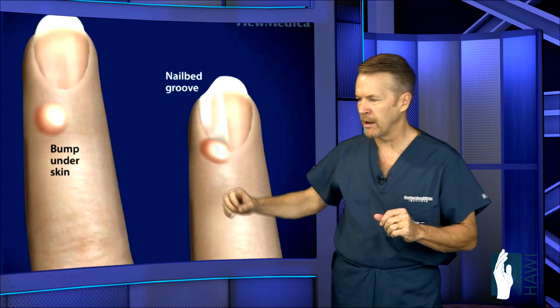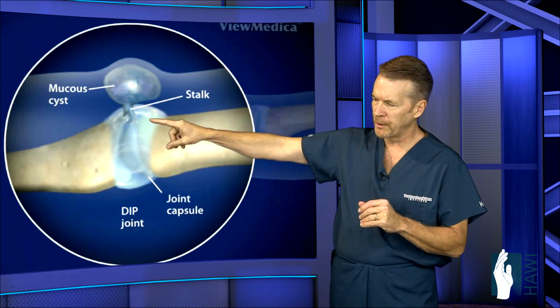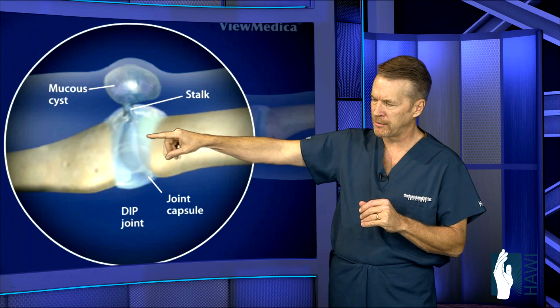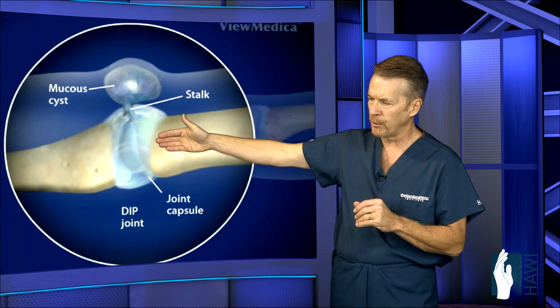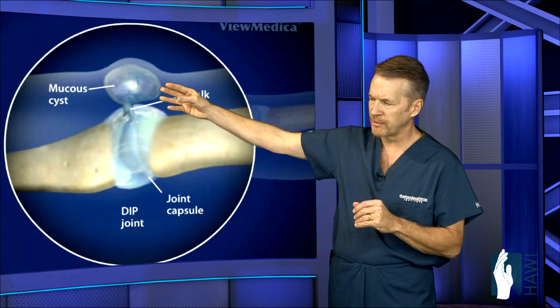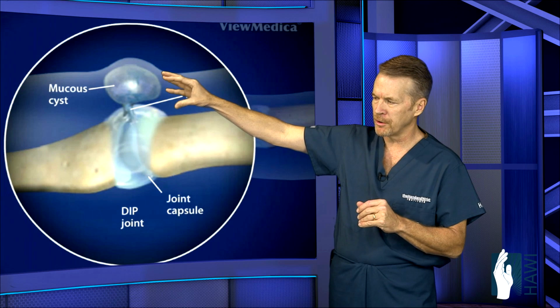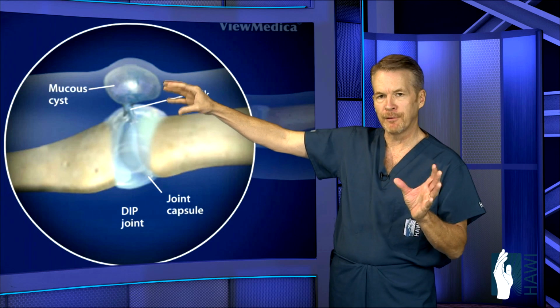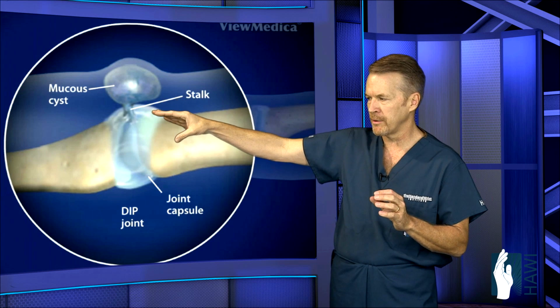So let's take a look now at actually what's happening under the skin. This shows a nice schematic of the distal interphalangeal joint between the distal phalanx at the tip and the middle phalanx right here. And out of the joint capsule from underlying arthritis pops a cyst, almost like a little mushroom type structure filled with this jelly, and it can fluctuate in size as the fluid can drain back and forth between the joint and the cyst.